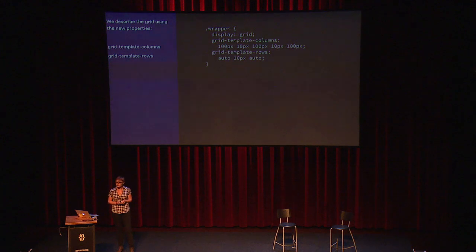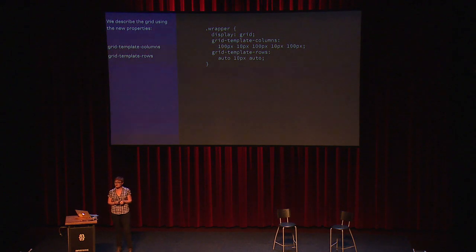And we then use 2 new properties. These are properties created for CSS Grid Layout. Grid template columns creates our grid columns, and grid template rows creates rows. I'm using the auto keyword for size. I want that row to stretch to contain whatever goes into it.